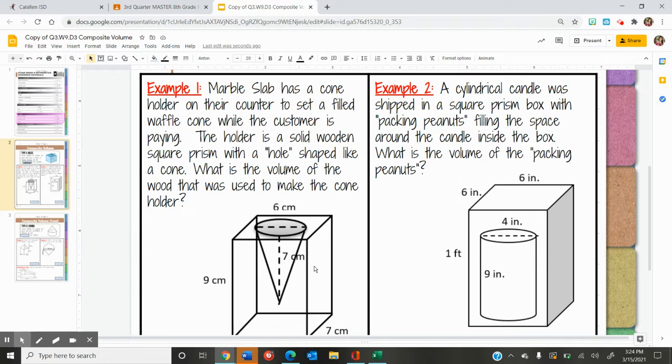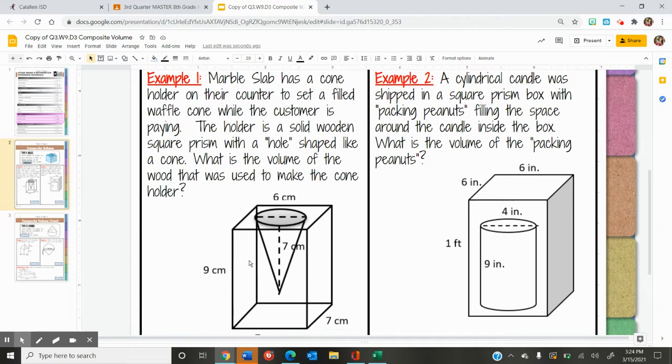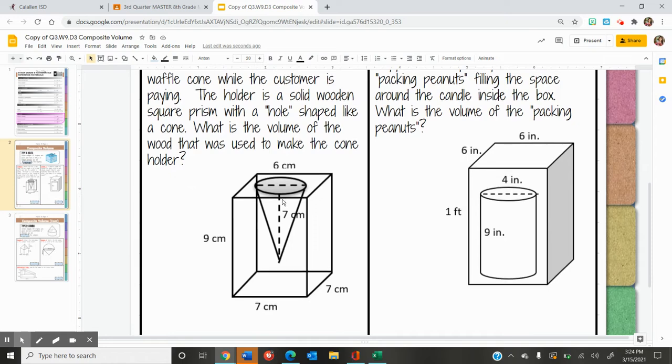It says Marble Slab has a cone holder on their counter to set a filled waffle cone while the customer is paying. The holder is a solid wooden square prism with a hole shaped like a cone. What is the volume of the wood that was used to make the cone holder? So I want to find all the space that forms the wooden prism. Since there is a hole in here, there's no wood here. So my first step is going to be to find the volume of the square prism and then find the volume of the cone.